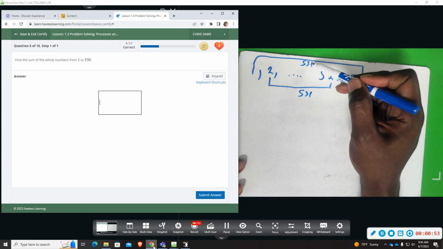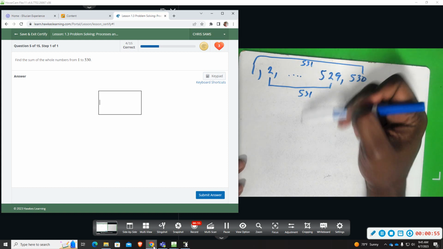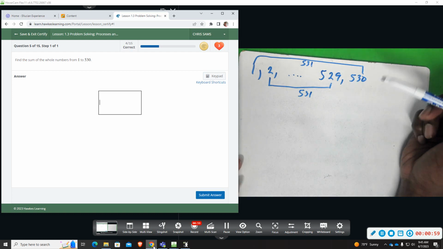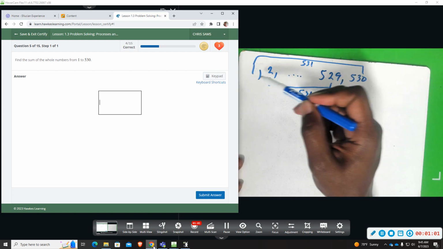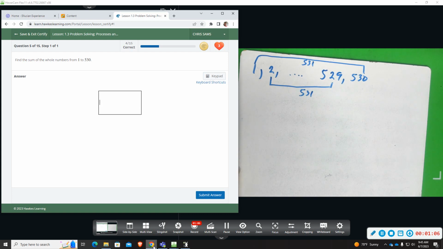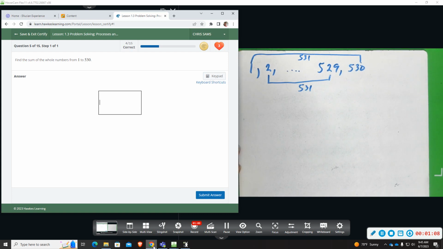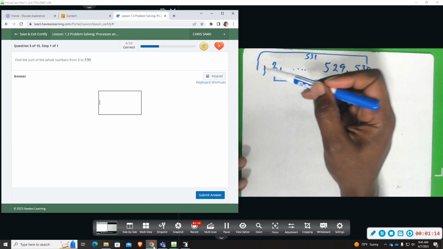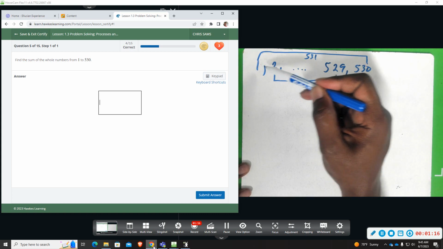And so what the system does is they add up how many 531s you have, and you just multiply 531 by how many pairs you have. Well, that's going to take some time. There's a method to the madness trying to figure that out. However, there is a formula whenever you're adding up numbers in a sequence. So I'm going to show you that formula. And it works if you start with 1 and go all the way up.